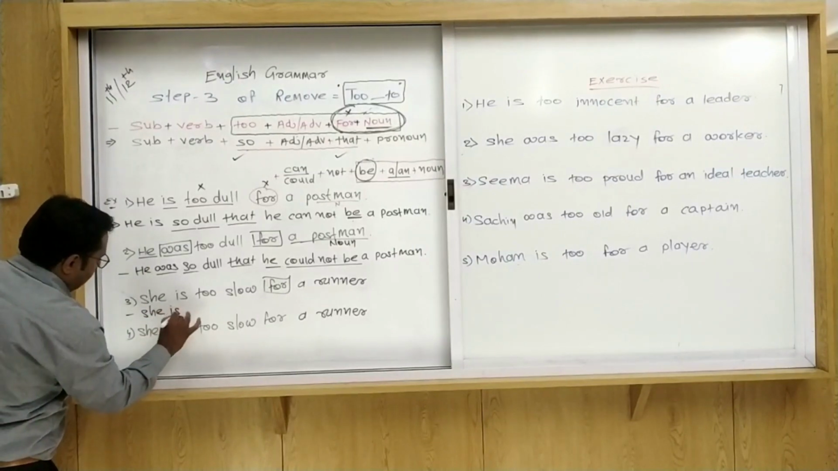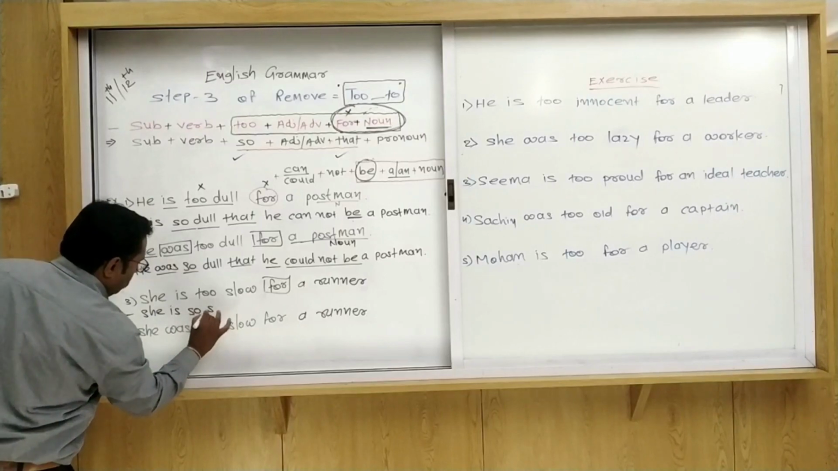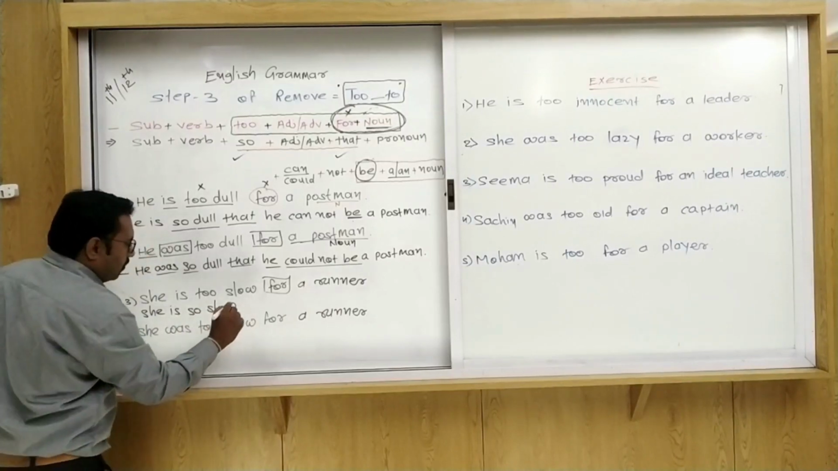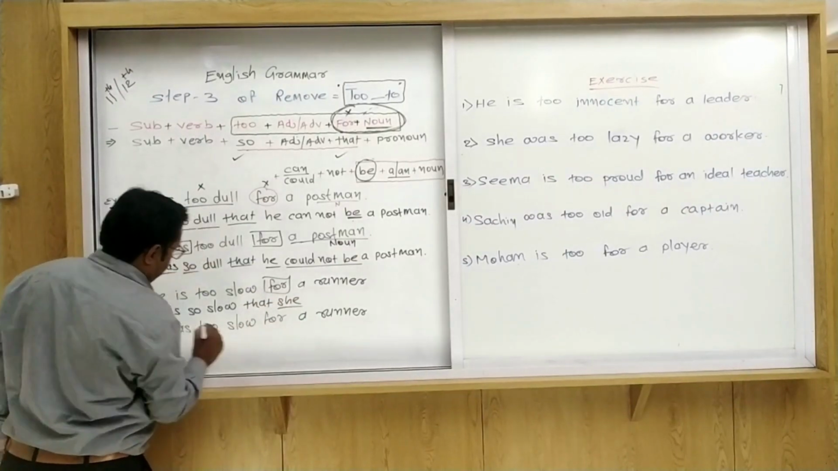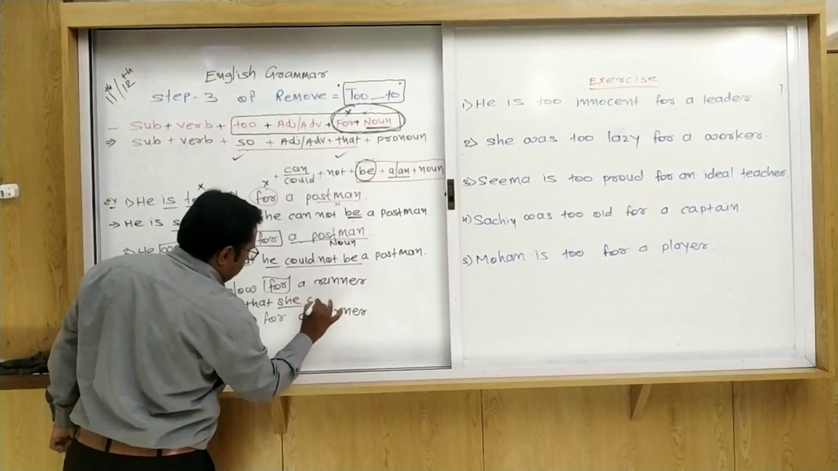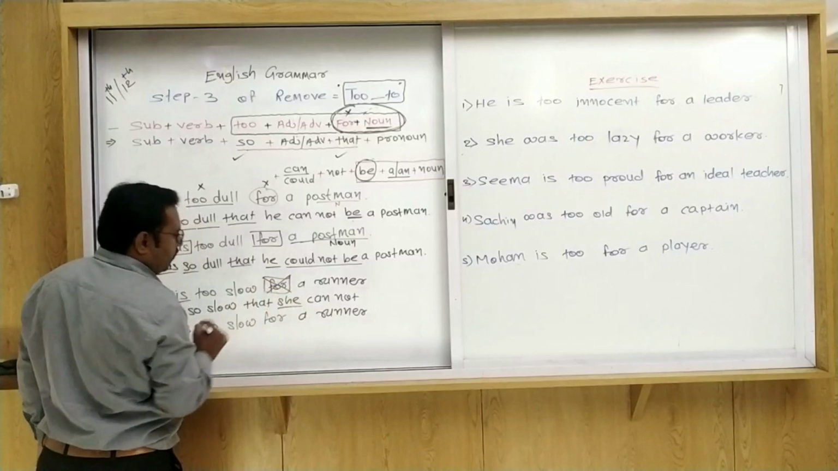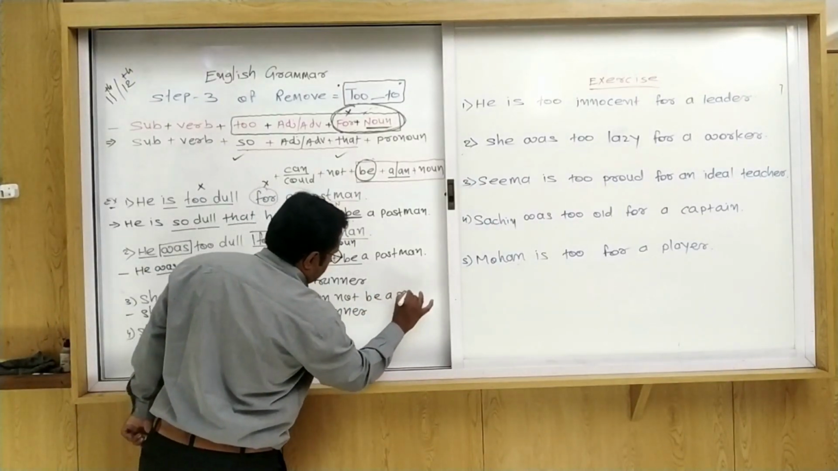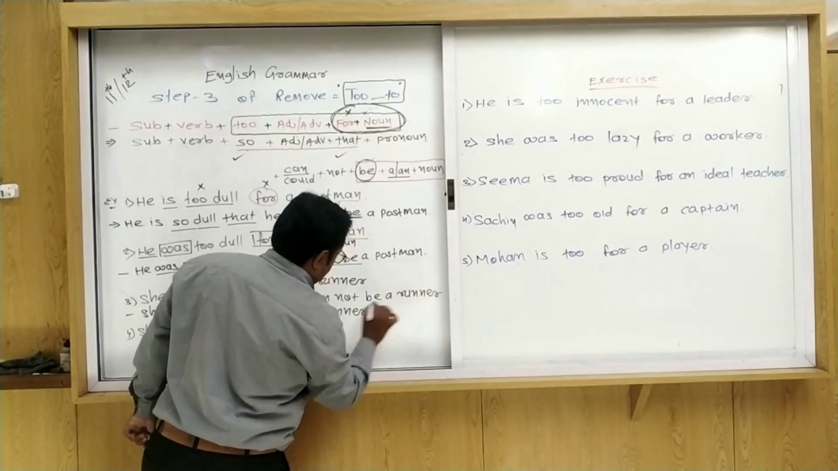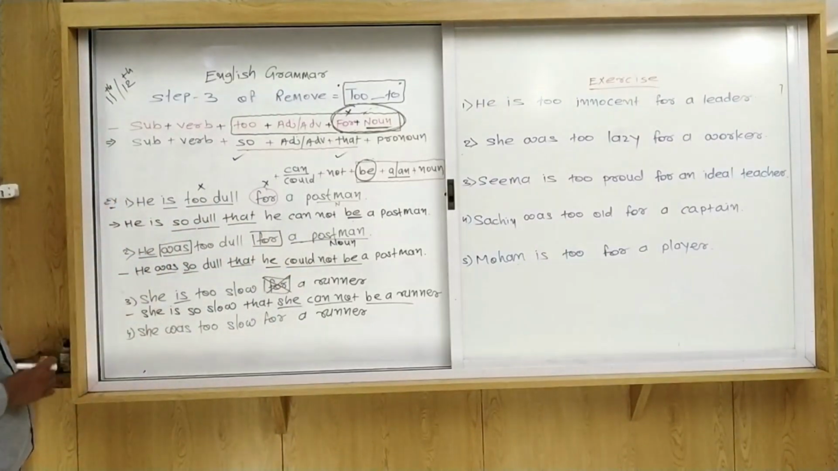So she is too slow. So she is so slow that, what is the pronoun? She. Present tense, so she cannot. Remove "for" and use be a runner. Okay, so she is so slow that she cannot be a runner.